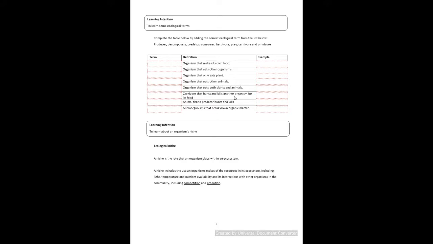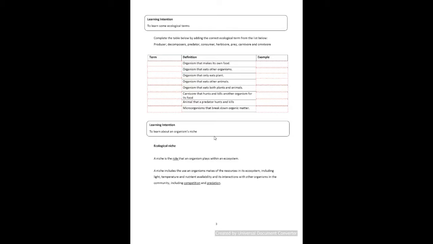A carnivore that hunts and kills another organism for food is a predator. Organisms that eat both plants and animals, we skipped one, is an omnivore. Animals that a predator hunts and kills are prey. Microorganisms that break down organic matter would be our decomposers. We're learning about an ecological niche, so it's the role an organism plays in the ecosystem. I like to think of it as, if you remove every organism of that species from an ecosystem, what hole does it leave?